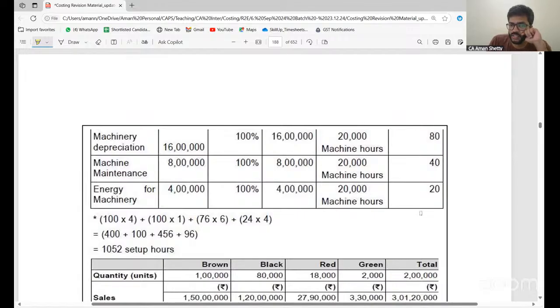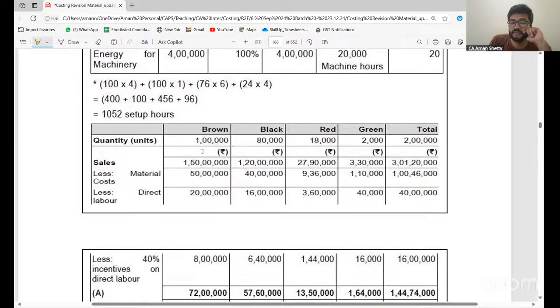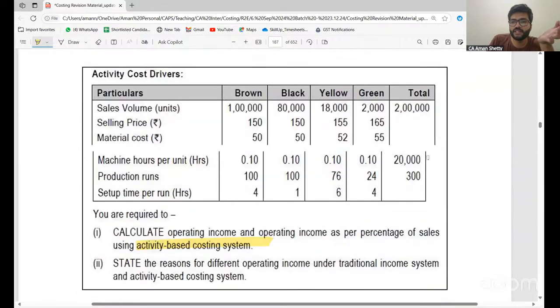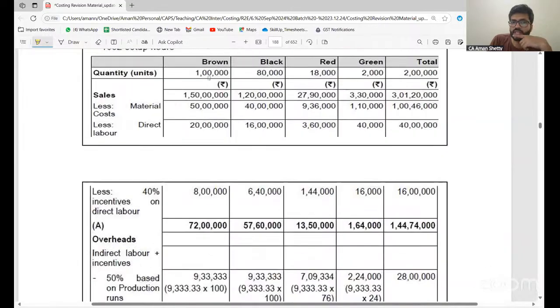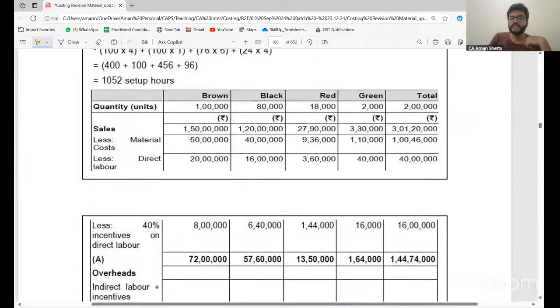So found out what the cost driver rates are and then multiply them based on this table given, all of you. This table is there, right? Activity cost driver rate breakup is given here. Machine hours per unit, what is it? Then production runs. So all of this you multiply here, right? So first division has happened, now multiplication. You multiply it and after that you add it.